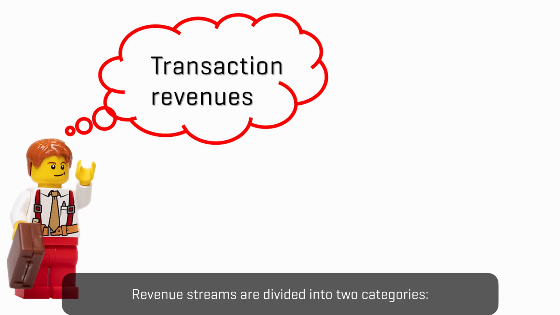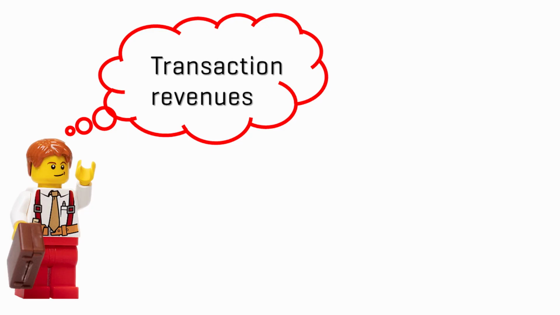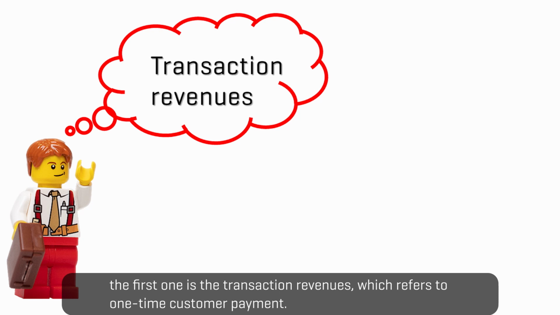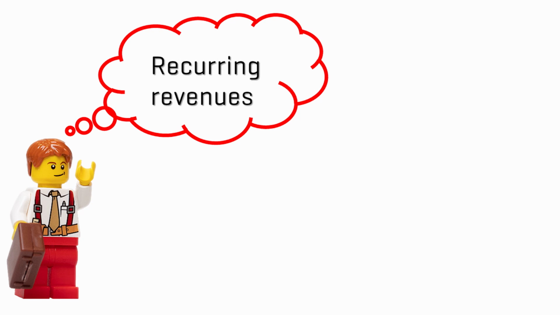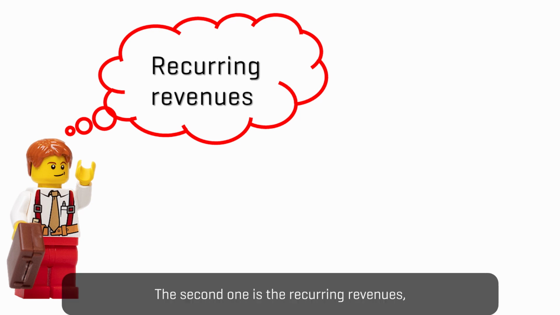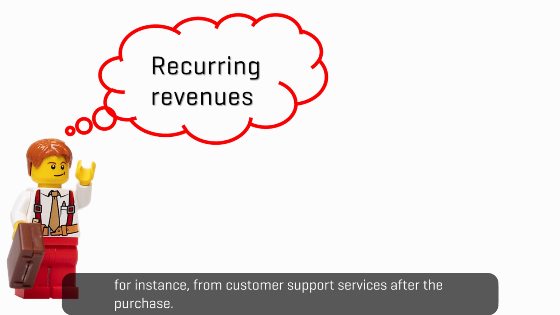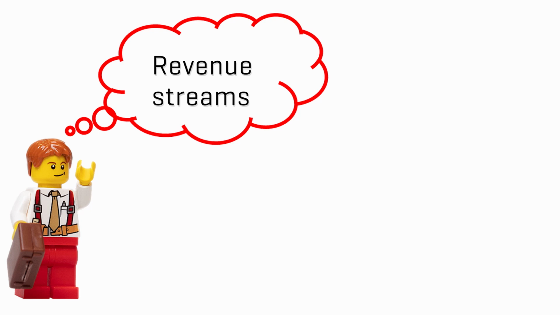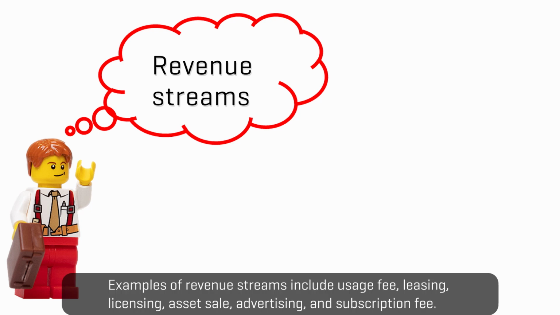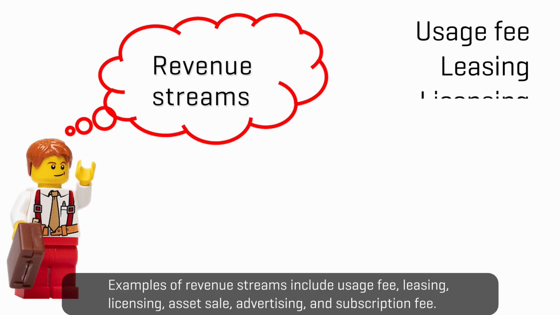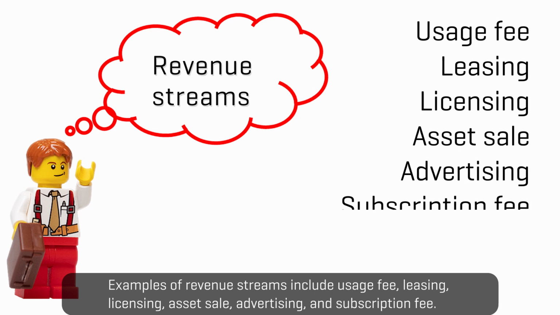Revenue streams are divided into two categories. The first one is the transaction revenues, which refers to one-time customer payment. The second one is the recurring revenues, which are gained from ongoing payments from delivering the value propositions or, for instance, from customer support services after the purchase. Examples of revenue streams include usage fee, leasing, licensing, asset sale, advertising, and subscription fee.